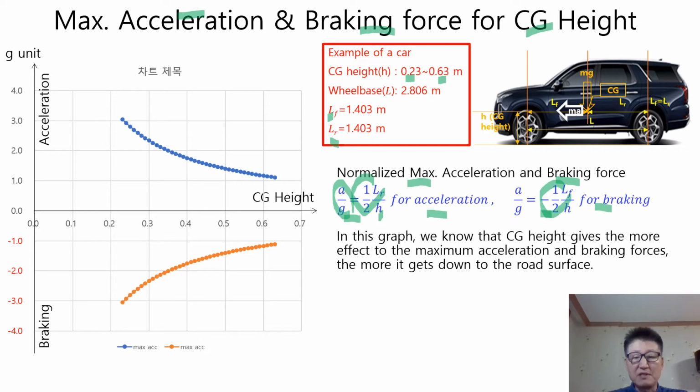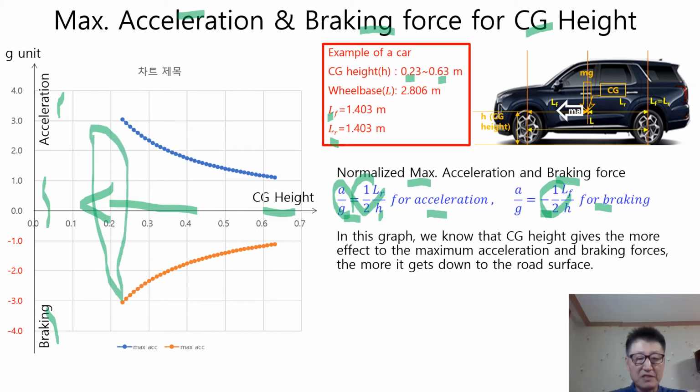In this graph, we know that CG height gives more effect to the maximum acceleration and braking, the more it gets down to the road surface in this direction. As you can see in the graph, the effect of this area is much greater than the effects of this area here.